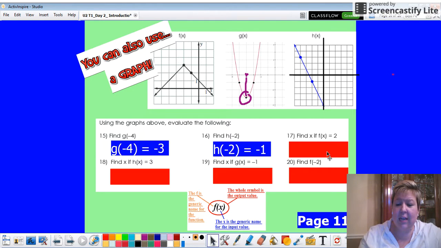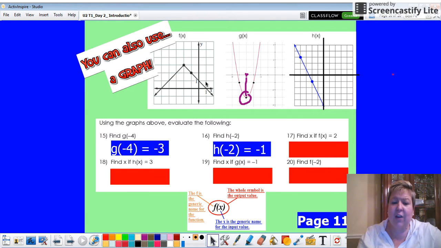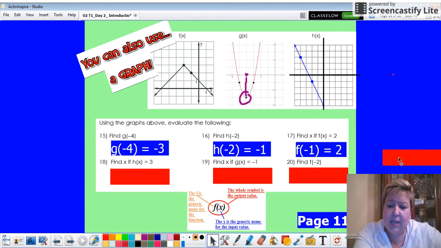For number 17, find x if f of x is equal to 2. This is where it's a little different. You'll notice in 15 and 16, I was inputting the x value. Here, it's telling me this function is equal to 2, so 2 is my output value. So I have to come over to the f of x and find where the y value is 2. In this case, my y value is going to be 2 when x is -1. So I can put in f of -1 is equal to 2.